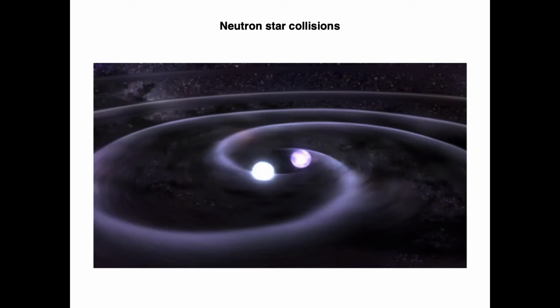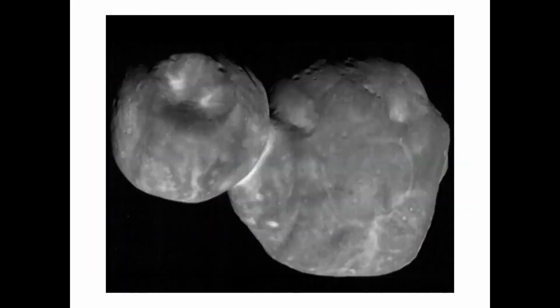Kozai-Lidov oscillations with dissipation of energy is one of the prime channels for contact. In fact, I wrote a paper last year arguing that a channel for Arrokoth to have come into contact is Kozai-Lidov oscillations. The system might have started as a wide binary with a high inclination, and through Kozai-Lidov oscillations, the eccentricity was pumped. And in this case, the dissipation came from the aerodynamical drag in the solar nebula.